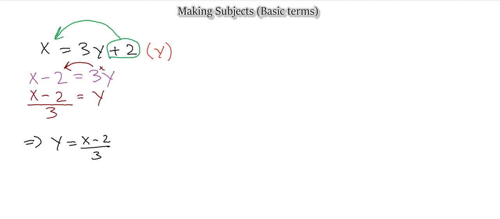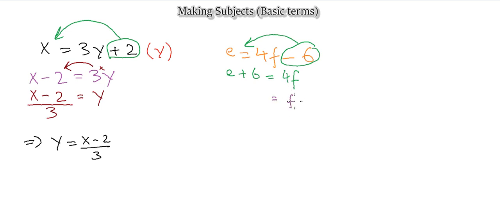So let's try another one. Let's say I have e equals 4f minus 6. Same thing, 6 is more vulnerable, so I will take it to the other side. That becomes e plus 6, because it's minus, it goes to the other side as plus 6, equals 4f is left on this side. Now I want to get rid of the 4 because I'm making f the subject. Since 4 is multiplied here, it goes to the other side and f is left alone. That becomes e plus 6, and 4 goes to the other side, dividing the whole thing. Very nice and easy.